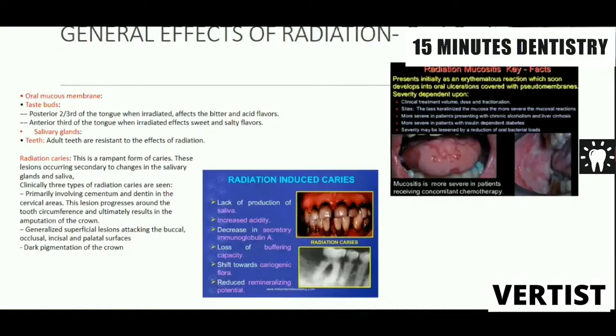It is only because the saliva is affected, and the tooth is surrounded by saliva all the time, and hence you have this radiation caries, which are of three types: primary involving cementum and dentine, generalized superficial lesions, and dark pigmentations. Now let me tell you, these effects of radiation that we are talking about now, this is not during your day-to-day dental diagnostic radiographs. Now these radiation effects are most commonly seen in people who are taking therapeutic radiation. So we need to keep this in mind. Okay?